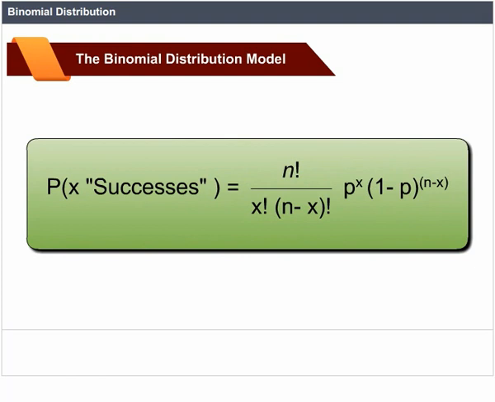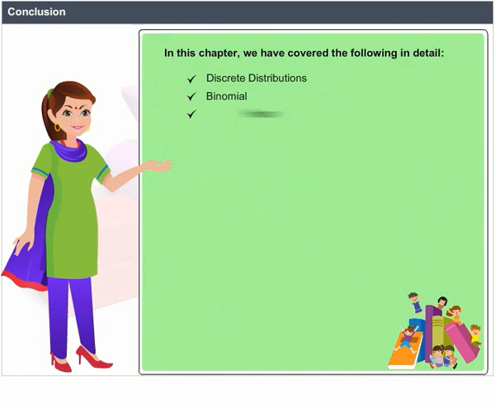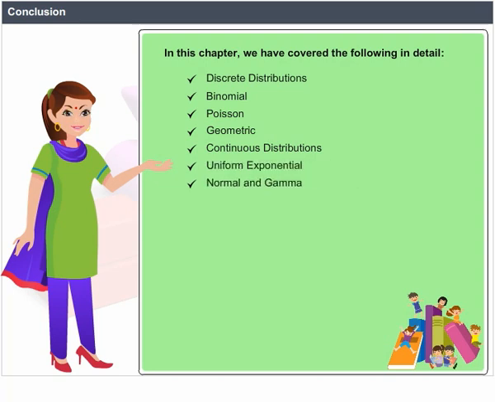Conclusion. In this chapter, we have covered the following in detail: discrete distributions, binomial, Poisson, geometric; continuous distributions, uniform, exponential, normal and gamma; moments of these distributions; the central limit theorem and its applications.